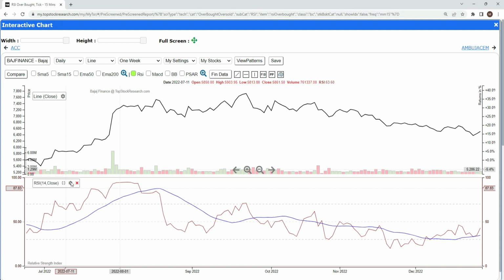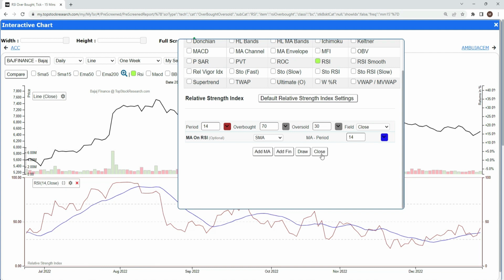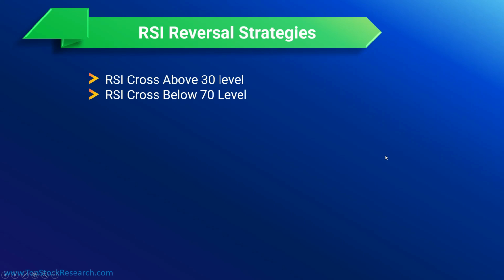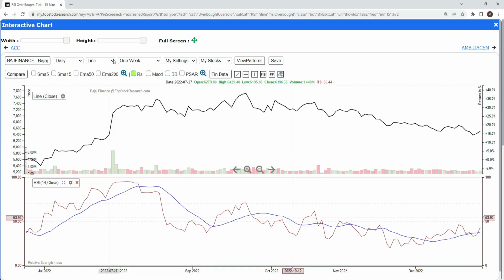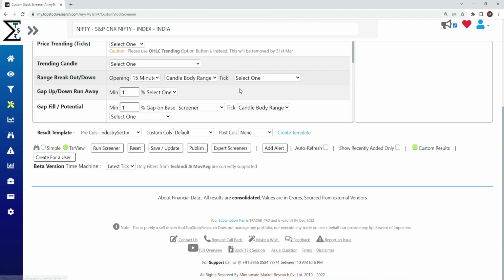14 MA, yeah, you can draw any MA, Sharon. So 14, or basically you can draw any MA, and you can also screen on any MA also, right? We'll see that in a short while. Okay. So these are reversal strategies on RSI. You can use 30-70, or you can use other numbers also, right? So if you want to use other numbers, go DIY, right? Go to DIY screener, do it yourself.